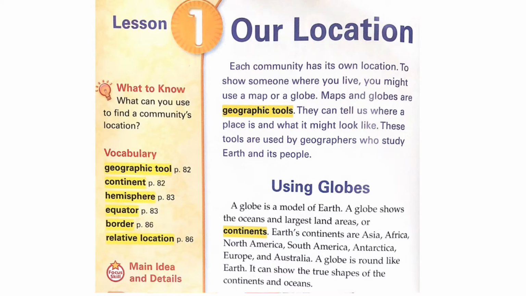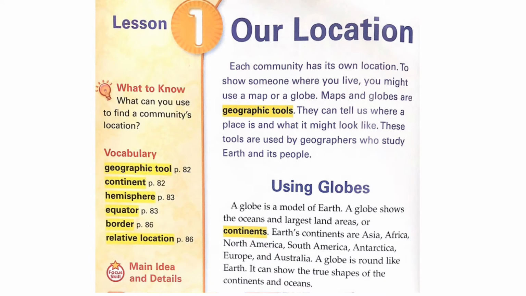To show someone where you live, you might use a map or a globe. We know what a map is, we know what a globe is. Maps and globes are geographic tools. That's how you can define geographic tools. What are geographic tools? Maps and globes. Great. Let's look at using globes first.